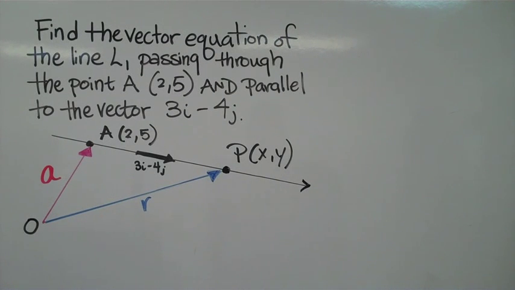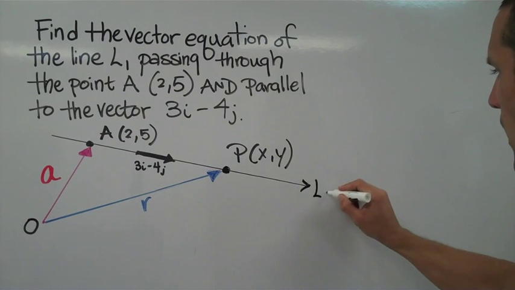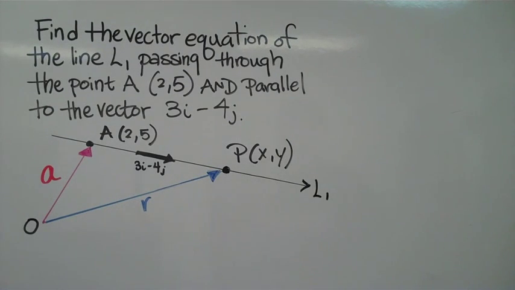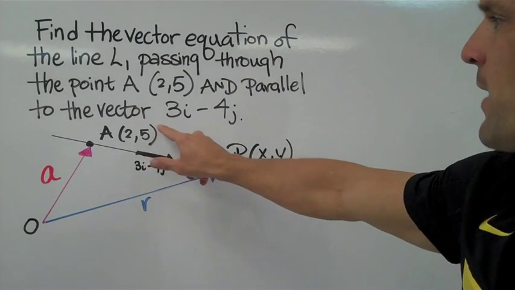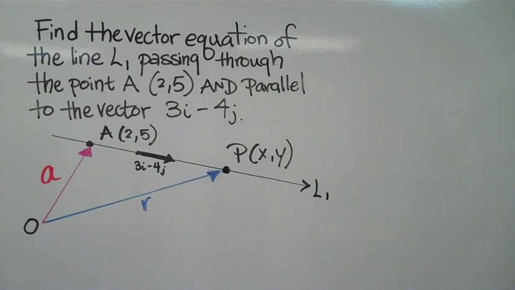Find the vector equation of the line L1. Here is line L1, and we want the vector equation of that passing through the point 2, 5, which is our point A, which we need a point to start with, and parallel to this vector 3i minus 4j.